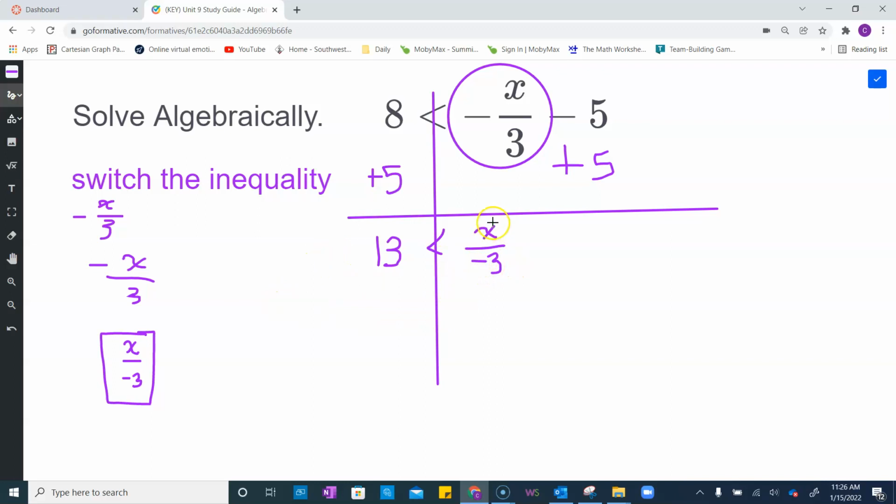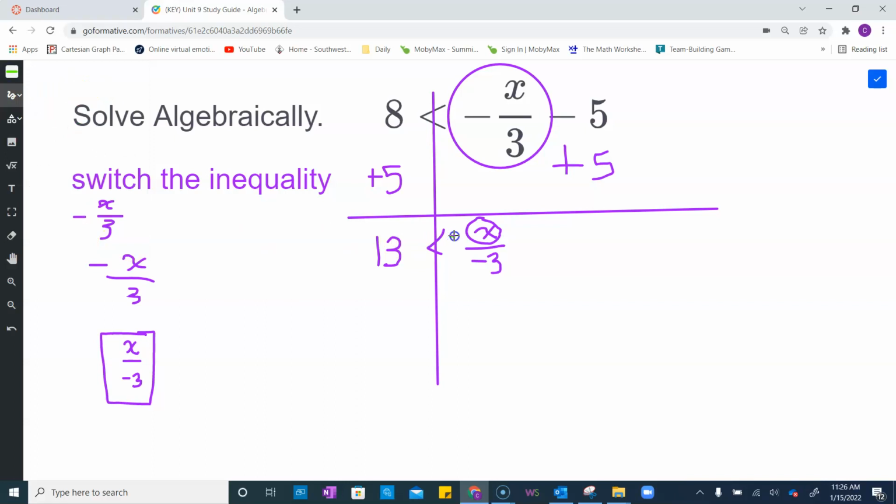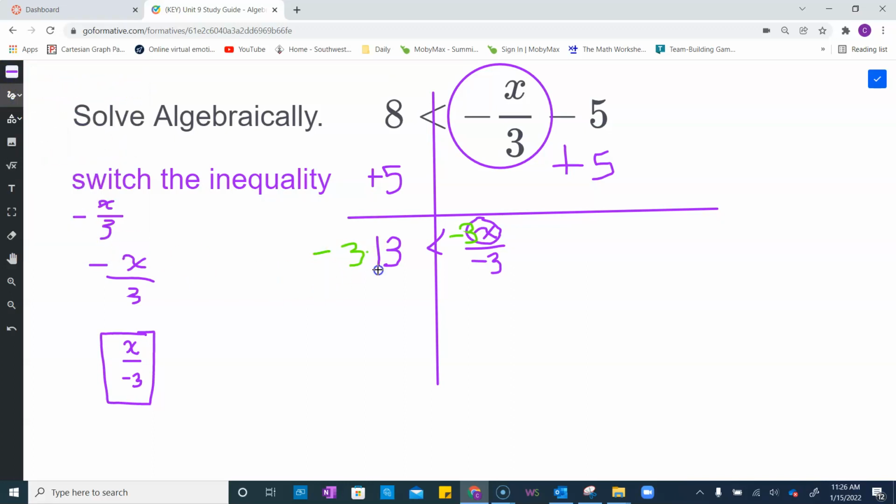So now I need to get x by itself, so I'm going to circle x. To get x alone, I need to get rid of the divide by negative 3. The way you get rid of a divide by negative 3 is to multiply by negative 3. So I'm going to put negative 3 up here and multiply, and I'm going to put negative 3 over here and multiply. And when I do that on both sides, I get negative 39 for the left side.